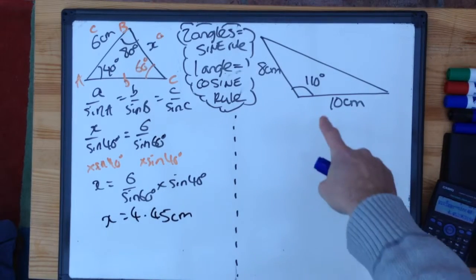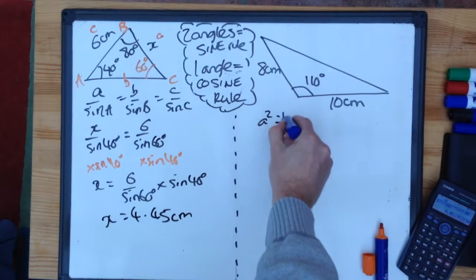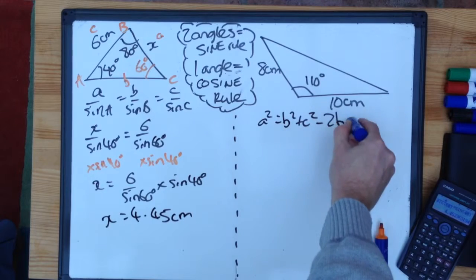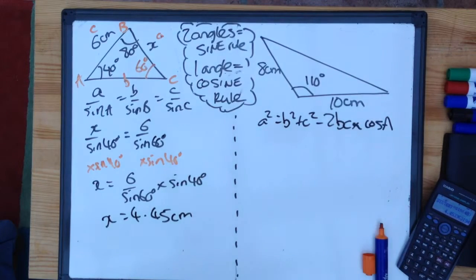With the second question, we said we need to use the cosine rule. Now the cosine rule looks like this: a squared is b squared plus c squared minus 2bc times by cosine A. Now again, that is given to you on the formula sheet.